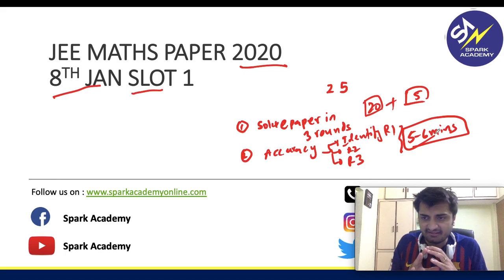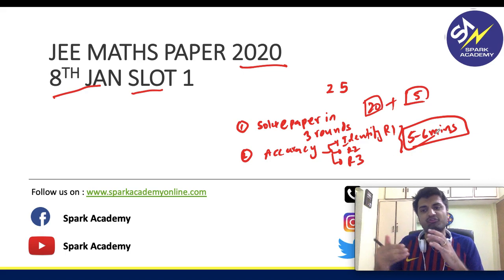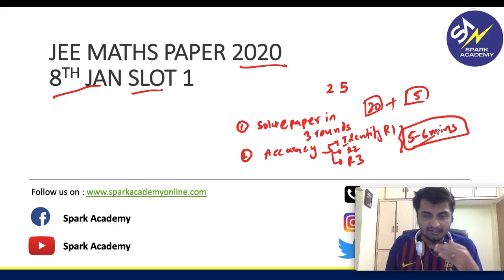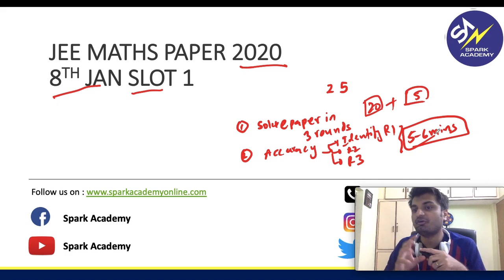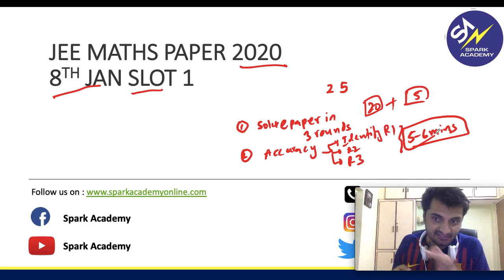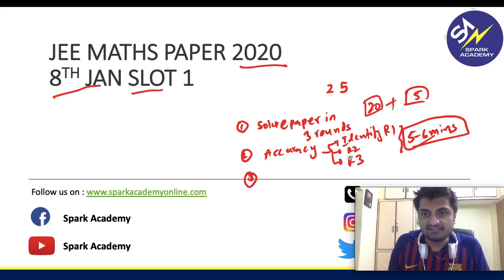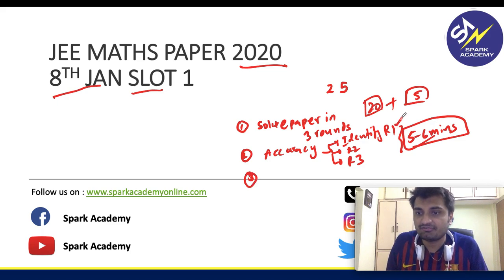Once I identify, I'll use mark for review as an option. Since I'm discussing it in a PPT, there won't be mark for review, but you should understand that I'll be marking those questions. First, I will do the round 1 questions, which I feel are easy. Then I'll do the round 2 questions. Round 3 only if I get time.